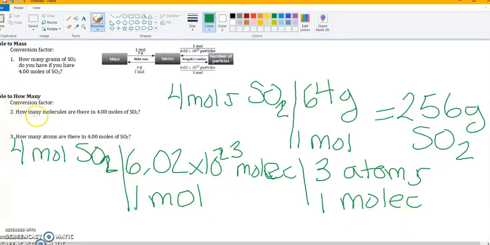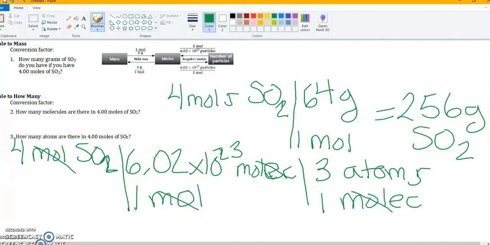In 2, it says how many molecules are there. So I start off with the 4 moles of SO2, moles to molecules, moles cancel out, and I'm left with molecules. And that's how I get my molecules. And then for number 3, they want to know how many atoms, so I have one more step. Molecules cancel out with molecules. In 1 molecule of SO2, I have 3 atoms, so I would multiply those 3 numbers together, and I would get the number of atoms.